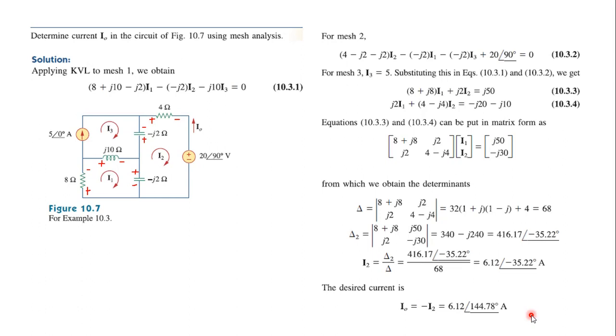The steps in mesh analysis again: first, see whether the given circuit is in time domain or frequency domain. If it is in time domain, convert the circuit into frequency domain. Then identify the meshes in the circuit and assign mesh currents. Then, using Kirchhoff's voltage law, write the mesh equations and form the matrix. Then we can find the values of the determinants and correspondingly the currents I1, I2, etc.